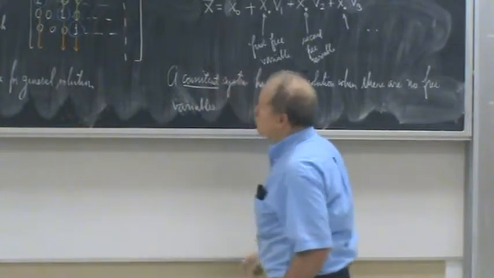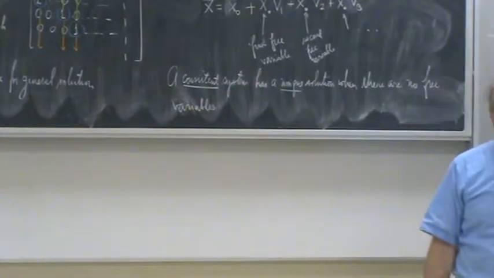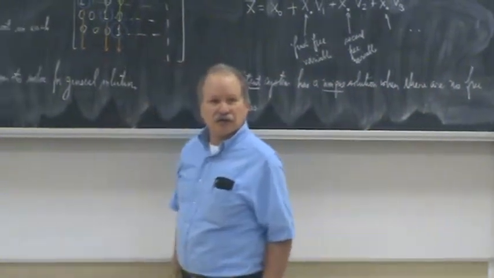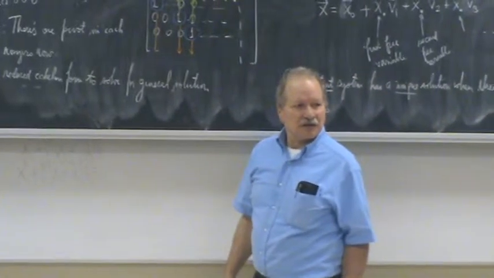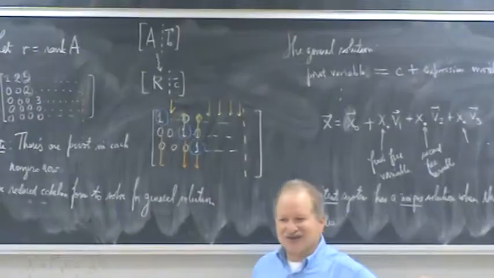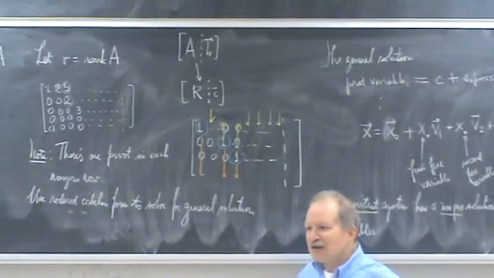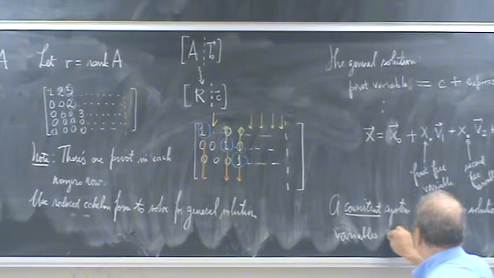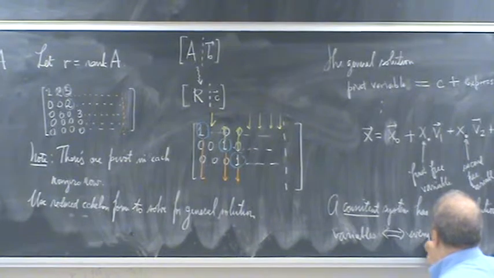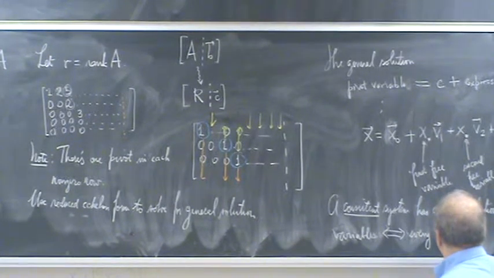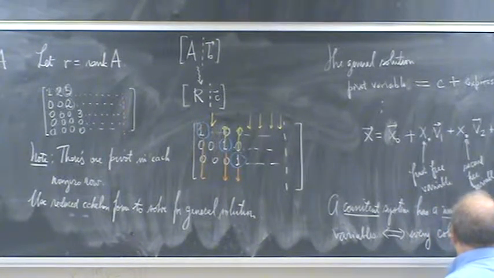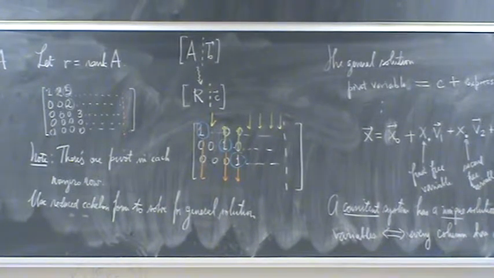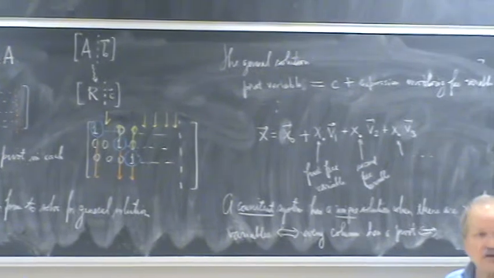So how can there be no free variables? Think about this diagram here. How can you have no free variables? Careful, you're on the right track. Every column has a pivot. Every column has a pivot. What does that mean then? That n is equal to the rank. The rank. How many pivots do we have to have?